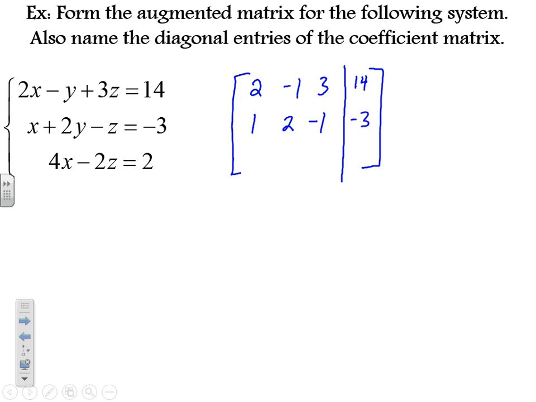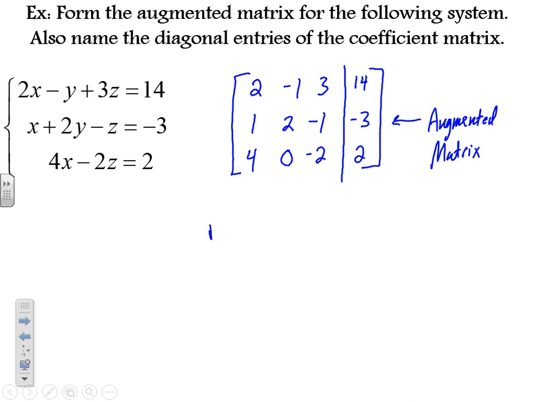So here, the coefficient of x is 4. In equation 3, y is missing, so I'm going to put a 0 there. And the coefficient of z is negative 2, and its constant is a positive 2. So here is the first thing that it's asking us to do, which is to form the augmented matrix. Now, it didn't ask us to name it, so we're not going to call it matrix A or B or anything like that.